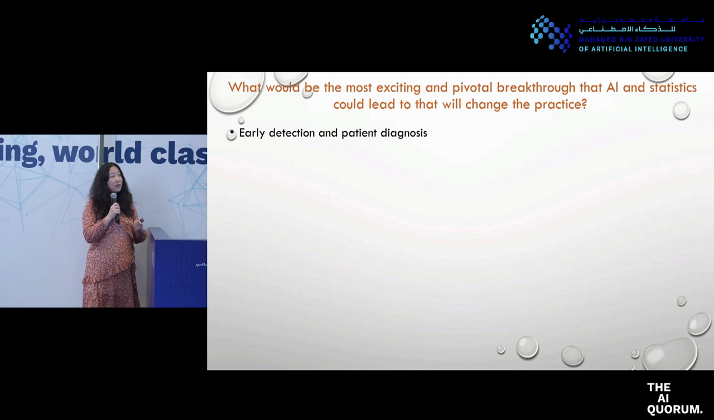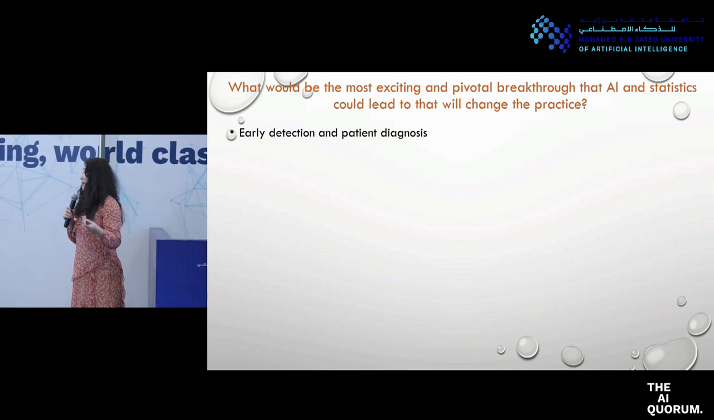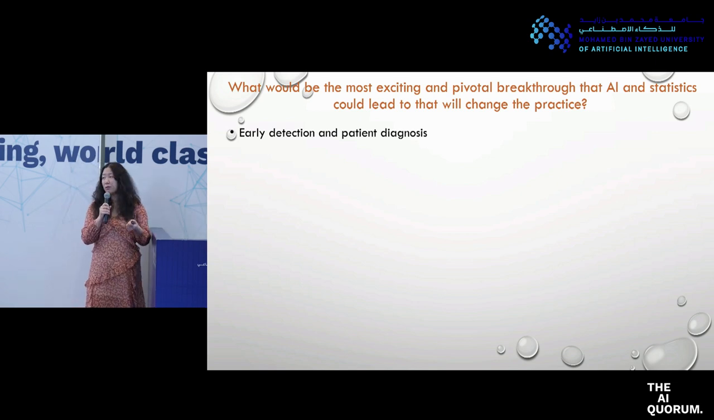Next question. So what is the most exciting and pivotal breakthrough? So I think of it as what is the impact that I believe the statistics and AI will play a major role in making. So the first and foremost is early detection and patient diagnosis.